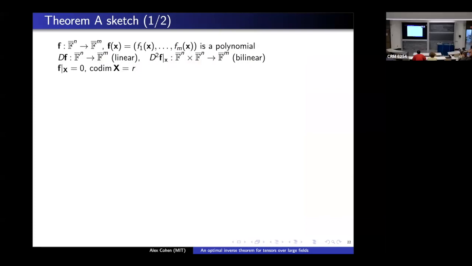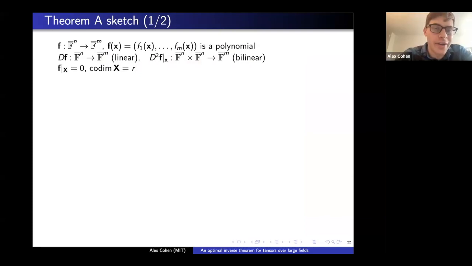Okay, so this is a sketch of theorem A. This is the same kind of objects that we're starting with. I put them above. I'm just going to prove it for the case of 3 tensors, but the argument I give here extends perfectly well to all derivatives.